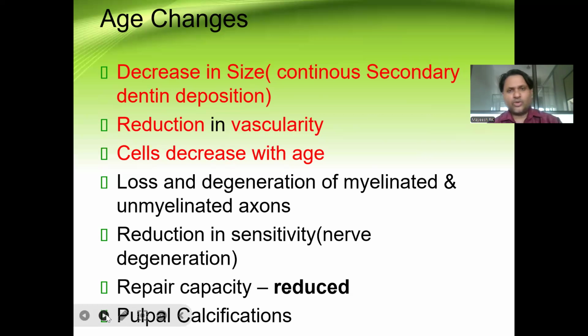The number of cells is going to decrease with age in the pulp. There's a loss and degeneration of myelinated and unmyelinated axons. There's a reduction in sensitivity as you grow older because of nerve degeneration. Again, as you grow older, the pulp's repair capacity is eventually going to get reduced. And then you have what are called pulpal calcifications that are going to happen.